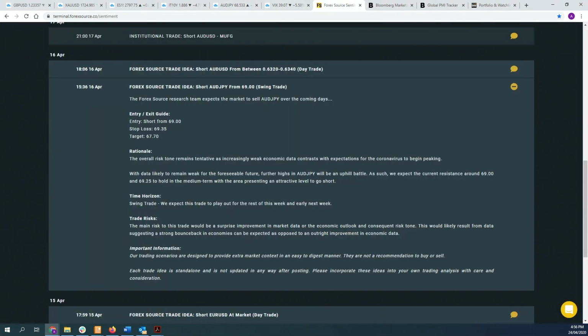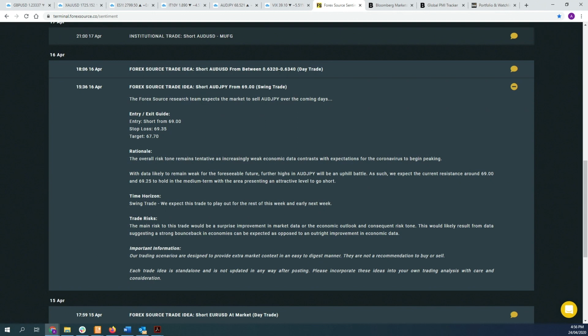So let's quickly go over the rationale. The overall risk tone remains tentative as increasingly weak economic data contrast with expectations for the coronavirus to begin peaking. That is still very much in place. With data likely to remain weak for the foreseeable future, further highs in the Aussie yen will be an uphill battle. As such, we expect the current resistance around 69 and 69.25 to hold in the medium term, with the area presenting an attractive level to go short. Now, that is still very much in line just by basically reading out the rationale.